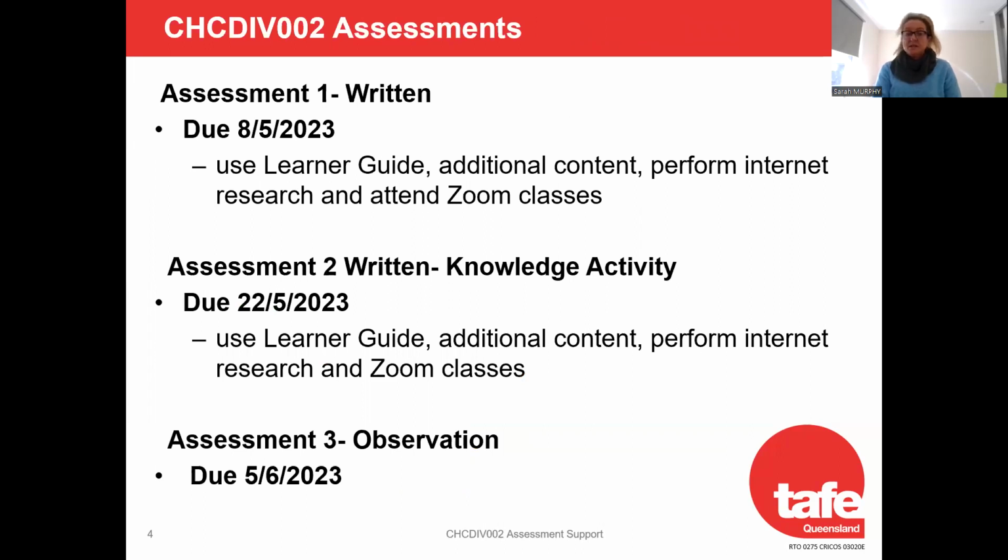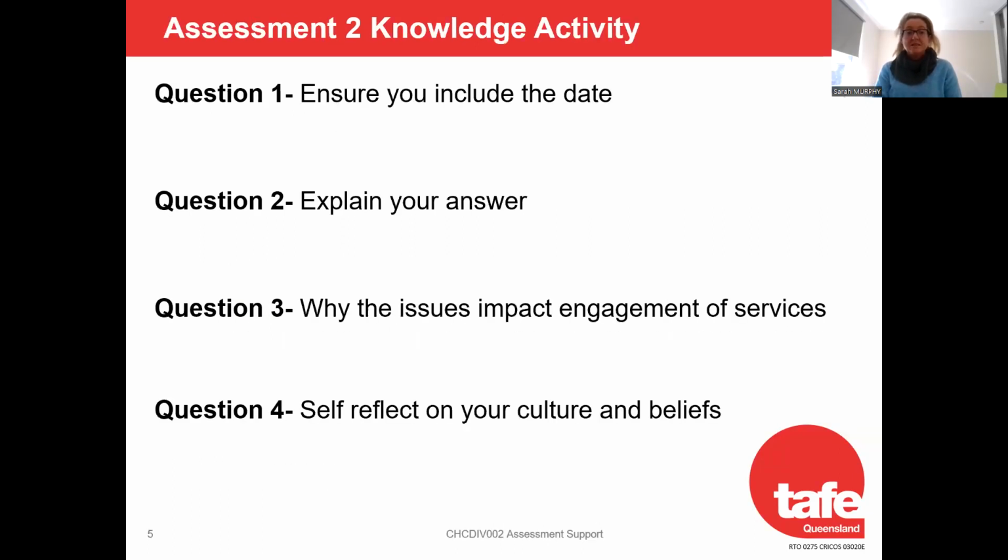Okay, so the assessment tasks for this unit. One was due yesterday, it looks like. Assessment task 1, the written, was due on the 8th of May 23. Assessment 2, which we'll look at today, is the written knowledge activities, due on the 22nd of May 23, and then assessment 3 is an observation, and that's due on the 5th of June. So 3 assessment tasks due. However, today we'll just have a quick look at assessment task 2. So let's go through these.